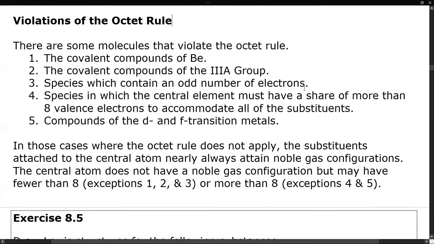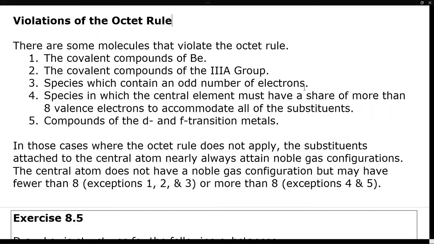Okay, let's talk about some violations to the octet rule. There are some covalent compounds of beryllium that we're going to have to consider. Some covalent compounds of group 3A elements, in particular boron, that we'll consider. There are some substances that have an odd number of electrons, but that's a minor point for right now. The broadest group of exceptions will be 4, where they have to have more than 8 valence electrons to accommodate all the substituents. And so there's a bigger set, and that's the one we'll focus on.